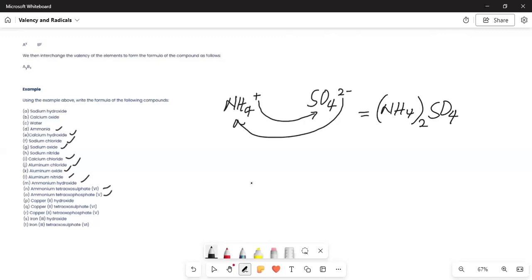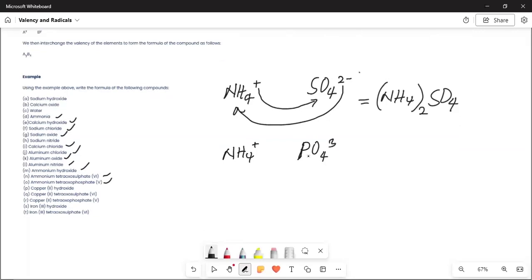And the next one is ammonium tetraoxophosphate 5. So NH4 is ammonium. Then tetraoxophosphate 5 is PO4. That's tetra for 4 oxygen, and phosphate 5. That's PO4, and for tetraoxophosphate 5, the oxidation number is 3. At the time they combine together, there's an exchange of valence.